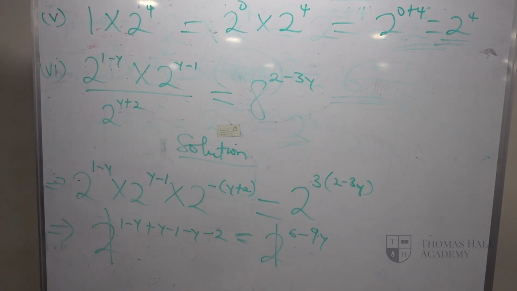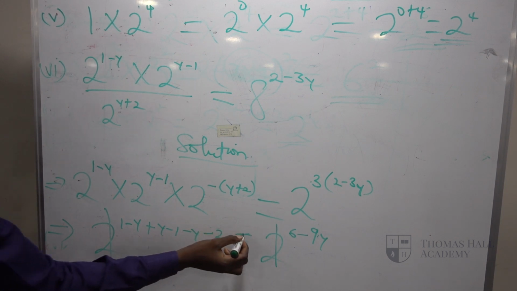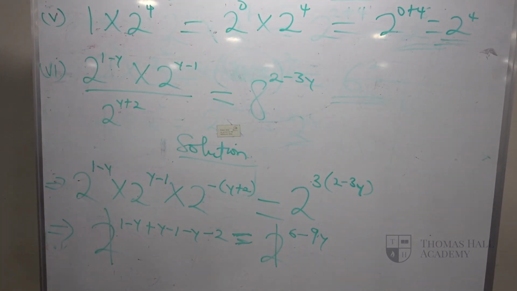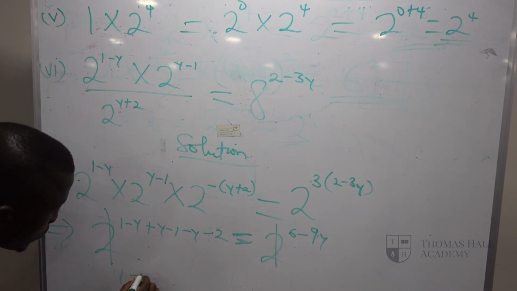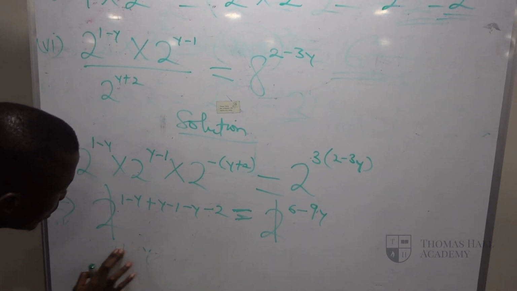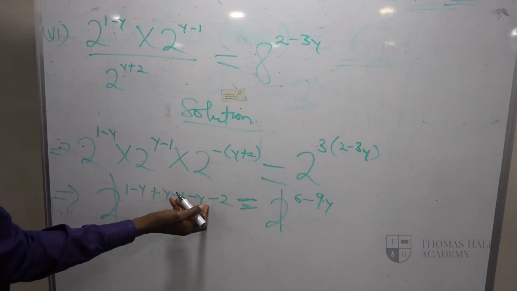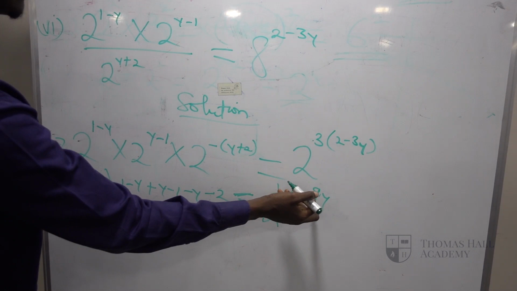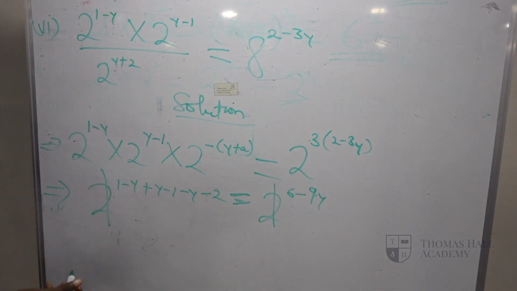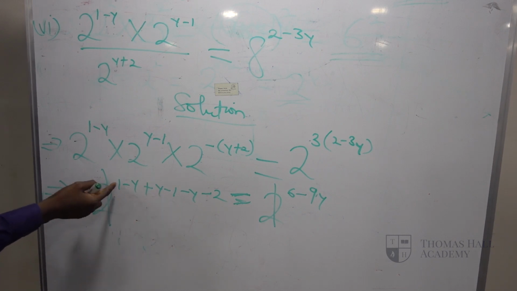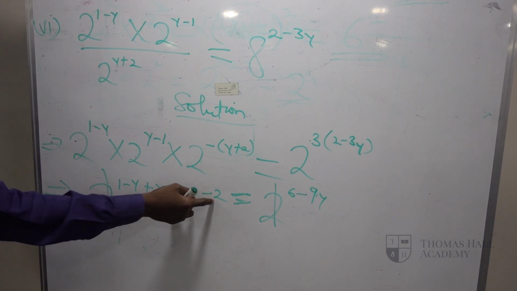Now this is what we do. We cancel the bases, because they're the same thing. When you have one base equal to the other base with different powers, you cancel the bases. Now we are left with 1 minus y plus y minus 1 minus y minus 2 equals 6 minus 9y. Now let's start from here. 1 minus y plus y gives us 0. 1 minus 1 gives us 0. We are left with minus y minus 2.